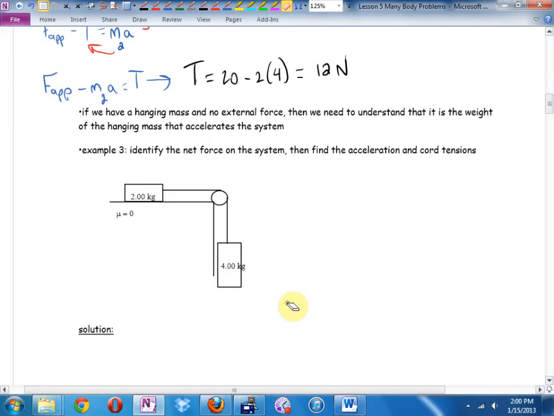Example 3 says, identify the net force, find the acceleration and the cord tensions. Okay. Let's label our diagram. What are the forces acting on the 2 kilogram mass? Get the obvious one. Since there's more than one mass, I'll call this M1G. Is this sinking into the ground? Is it flying into the air? Must be a normal force in the opposite direction. What else? There's a rope. That's it on mass number 1.